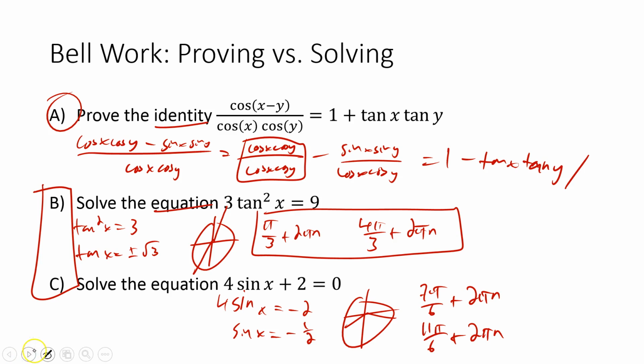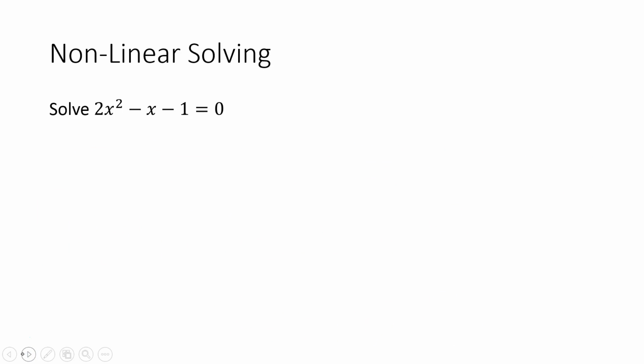All right, let's try something new. So nonlinear solving. If you're given 2x squared minus x minus 1 equals 0, we have 3 ways we can solve this. One is quadratic formula. One's completing the square. And one's factoring. That is definitely my favorite. I just think it's the easiest.